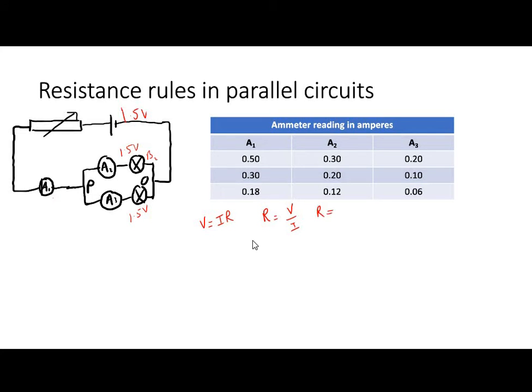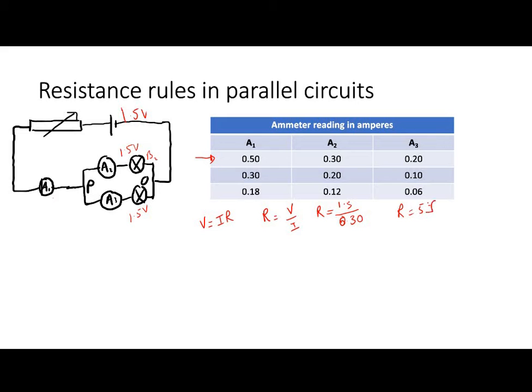So resistance is going to equal my voltage, which I know is 1.5, over my current, and let's choose the top row just for this. It will be the same regardless, but let's choose our top row. So it's going to be 0.3. That gives me a resistance reading here of 5 ohms.